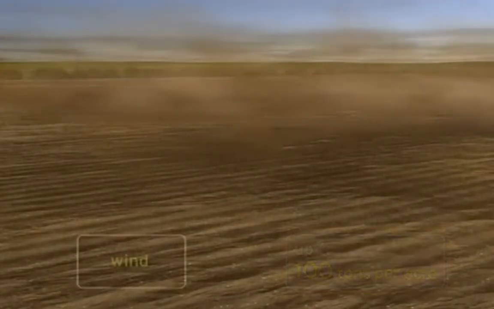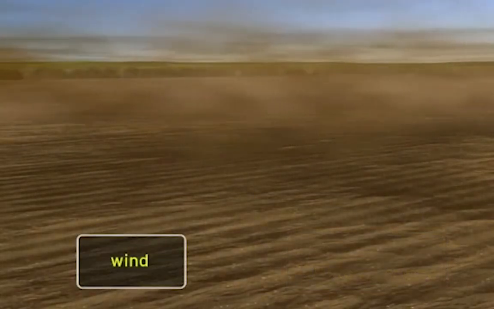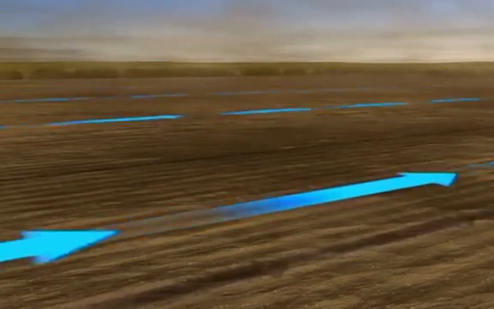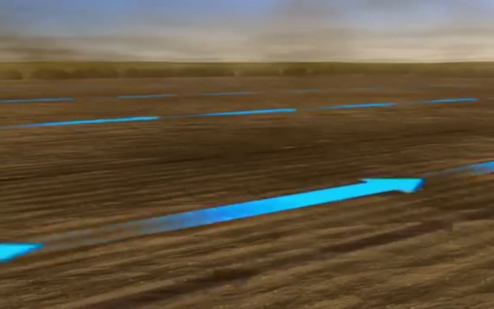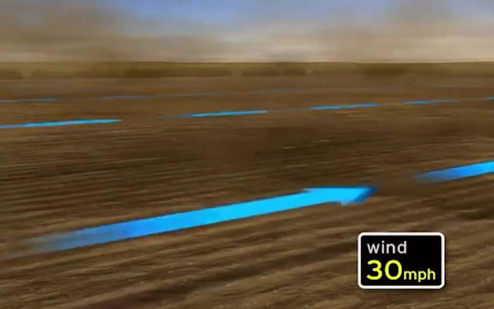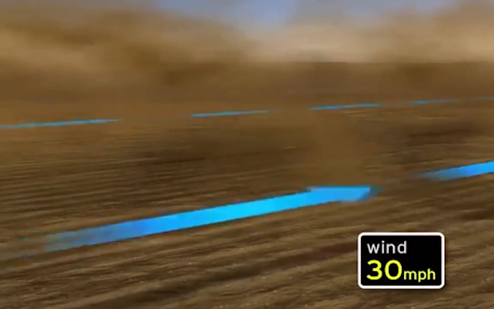Wind erosion occurs as the wind picks up and moves small particles of soil. As wind speeds increase, the amount of soil picked up on a bare field may easily double or even triple. For instance, if a 20-mile-per-hour wind increases to 30 miles per hour, the rate of erosion triples.